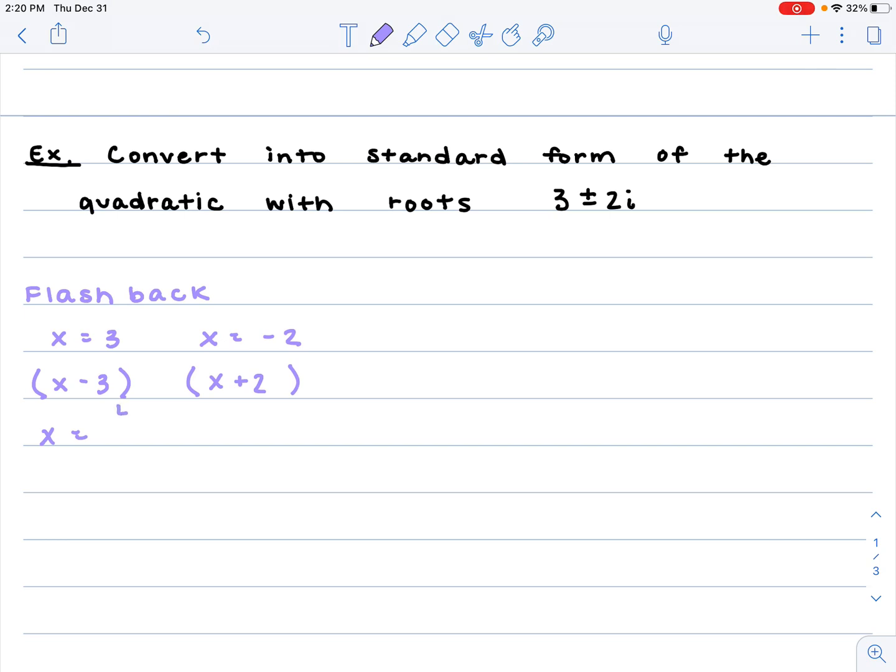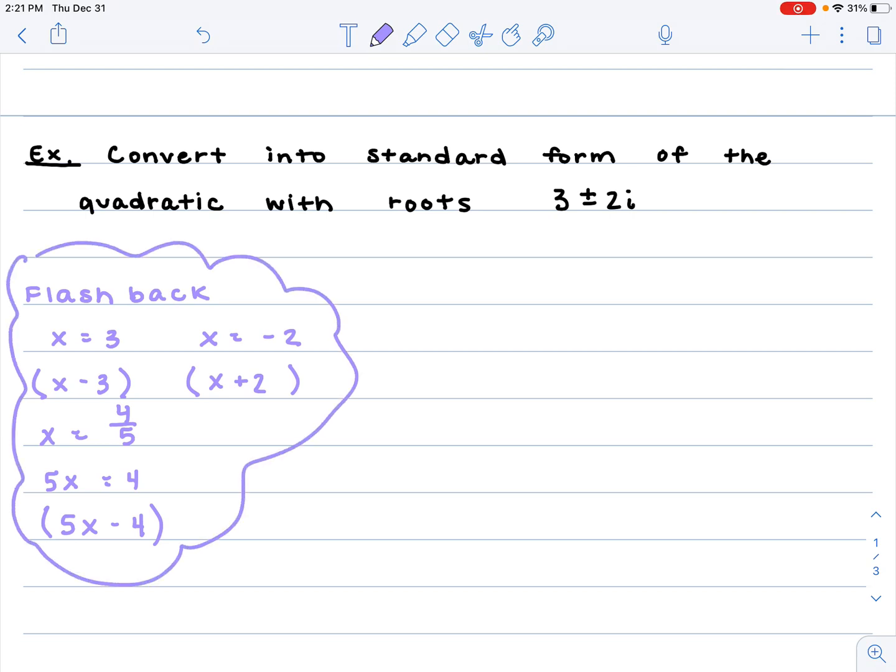What would x equals 4/5 look like? To get rid of that 4/5, we multiply by 5 on both sides first. So I've got 5x equals 4. I subtract that 4 over, so I get 5x minus 4 as my parenthesis. So what we're going to do is we're going to do that same idea. We're just going to kind of work backwards with a little bit more information because we have complex numbers. Okay, so there's our little flashback.